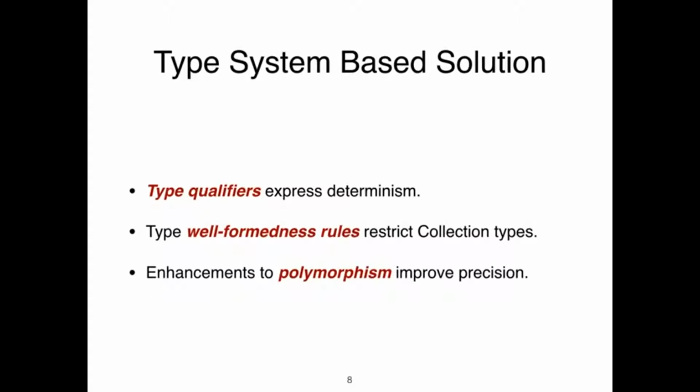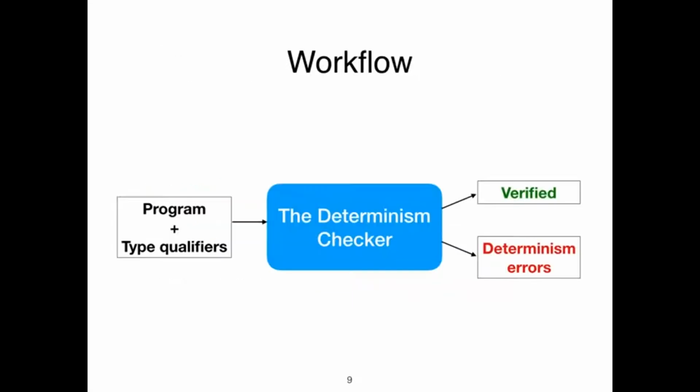We provide a type system based solution to the problem. In this approach, type qualifiers express determinism properties. We define type well-formedness rules that restrict collection types. And we present enhancements to polymorphism to help improve precision of our approach. This slide shows the overall workflow of our approach. Our tool called the determinism checker takes a program that is annotated with type qualifiers as its input. If the program type checks, then it is guaranteed to have no non-determinism. Otherwise, the checker reports determinism errors.